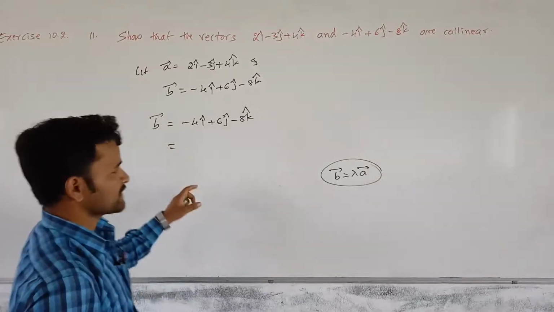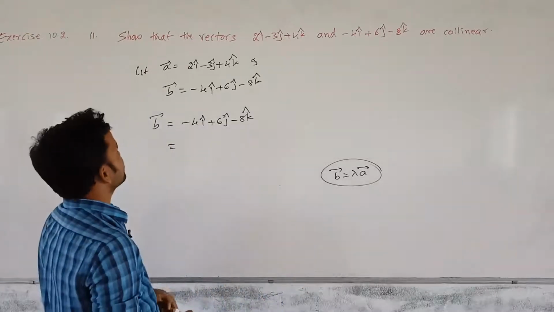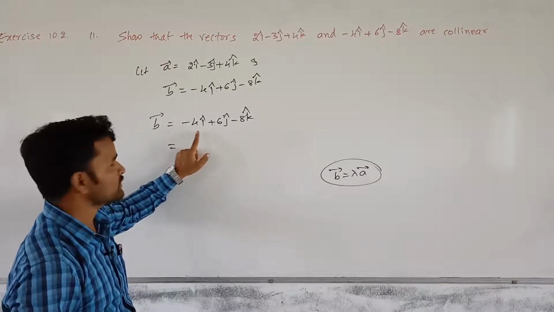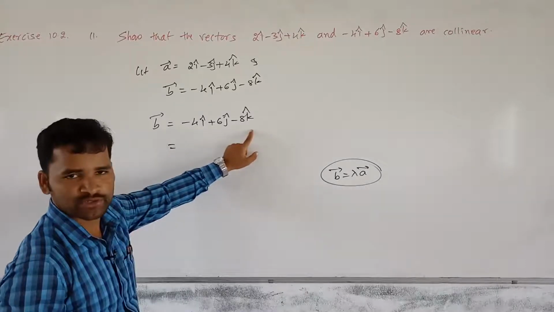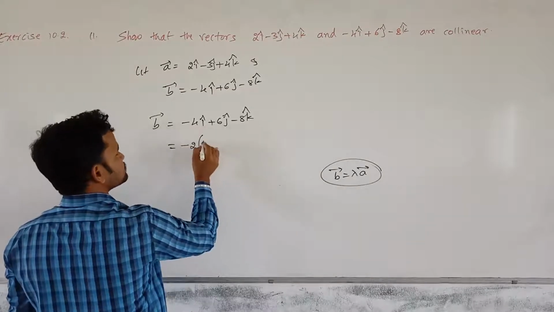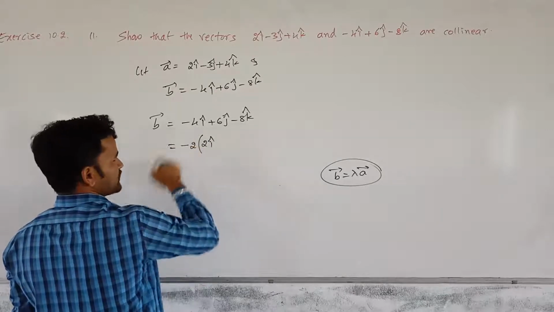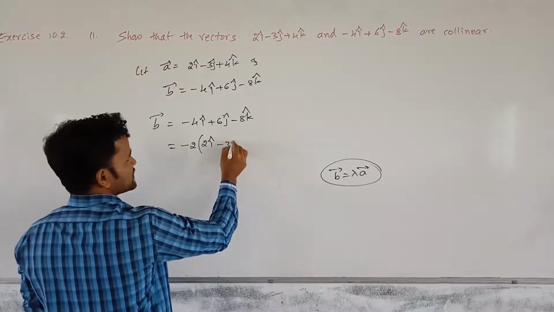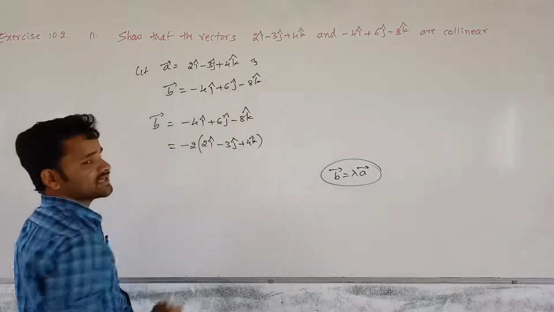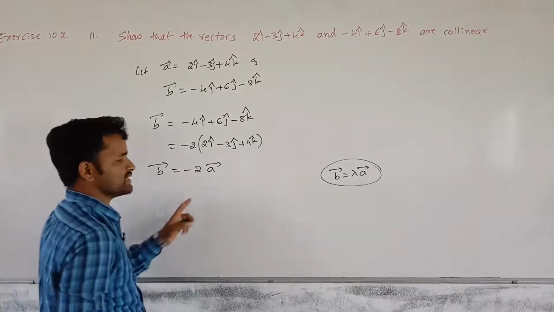I want to write vector B as some lambda times vector A. See, in vector A, 2i is there, here minus 4i is there. So, let us take minus 2 common from all the components. Minus 2 is taken out, this will be 2i. Is it correct? You can check it. Minus 2 into 2 is minus 4. Yes, it is correct. Minus 2 is taken outside, this will be minus 3j. Minus 2 is taken outside, this will be plus 4k. Is it same as the vector A or not? This is equal to minus 2 times vector A. Vector B is equal to minus 2 times vector A.